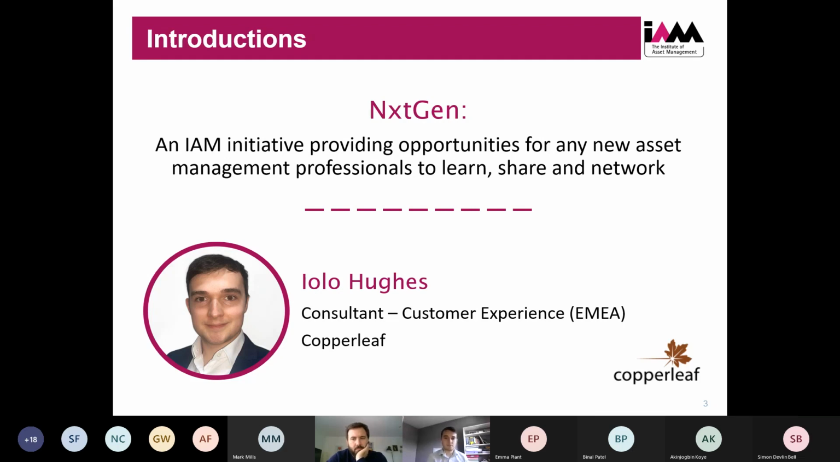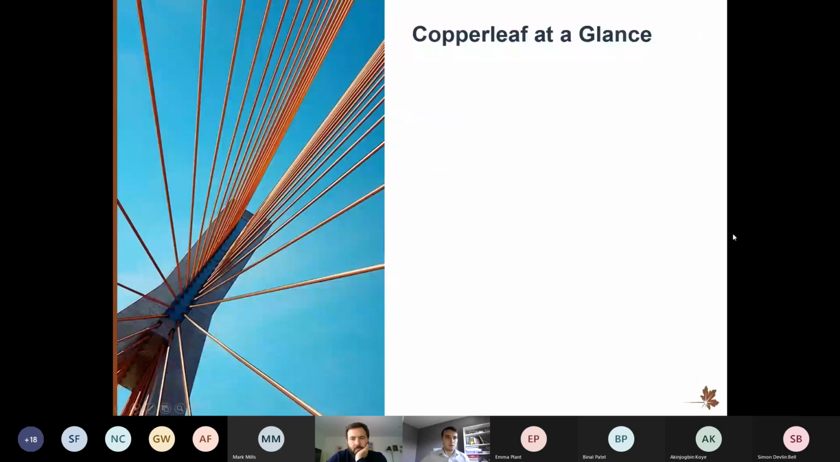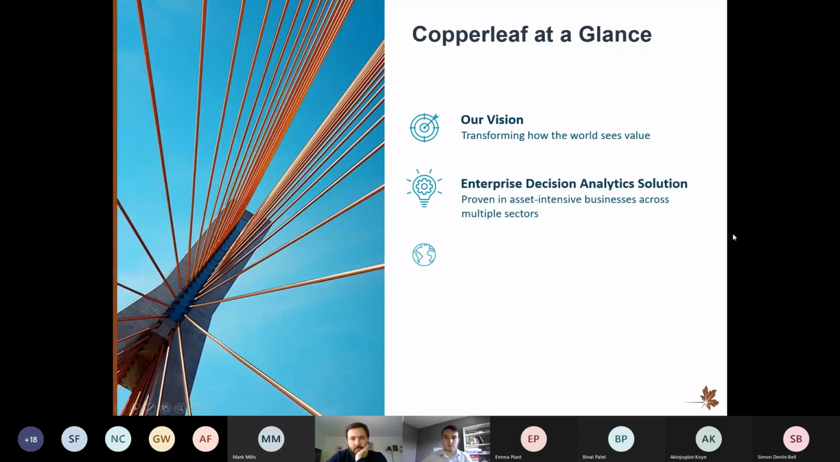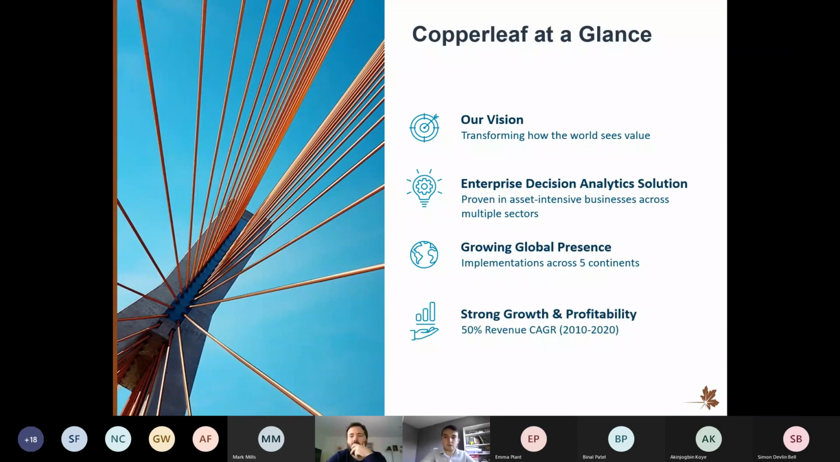As an asset management professional, my name's Yola Hughes and I'm a consultant at Copperleaf, working within the European Customer Experience team based here in the UK. My move into the world of asset management started when I joined Copperleaf around 8 months or so ago, having previously worked within electricity transmission and as a utility infrastructure consultant since graduating with a degree in electrical engineering.